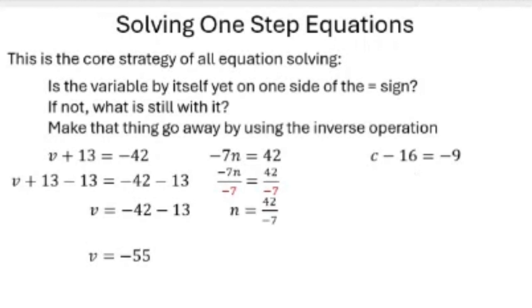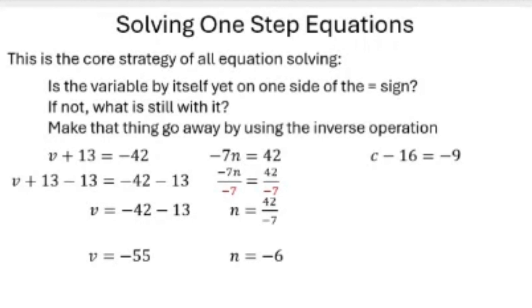That makes the negative 7s cancel out, so we're simply left with 42 over negative 7. Again, notice it did not magically become a plus 7, right? Because it did not get over here by adding it to both sides. It got over here by dividing by negative 7 on both sides. And we get an answer of 42 over 7 is 6. A positive divided by a negative is a negative.